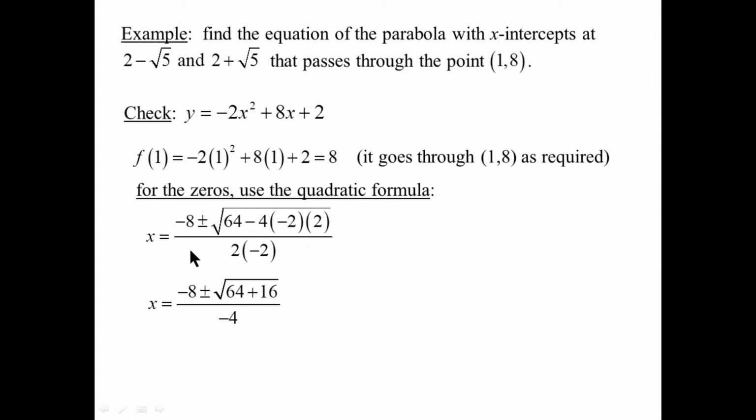Doing the arithmetic. A negative times a negative will be positive, so this is why this is plus. And 4 times 2 is 8 times 2 is 16. And 2 times minus 2 is this minus 4. Simplifying further, 64 plus 16 is 80. And we can divide or multiply top and bottom by negative 1. That's why negative 8 became positive 8 and negative 4 became positive 4. Every single term got multiplied by negative 1 across the top and across the bottom.